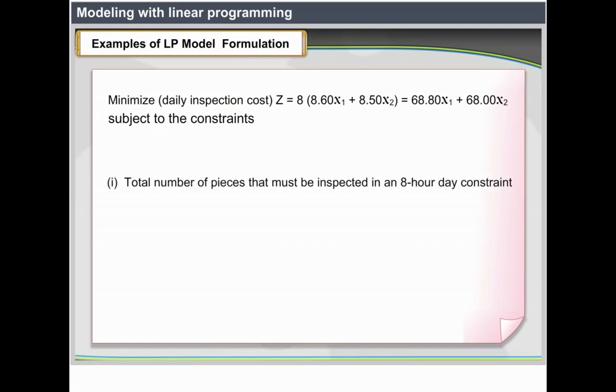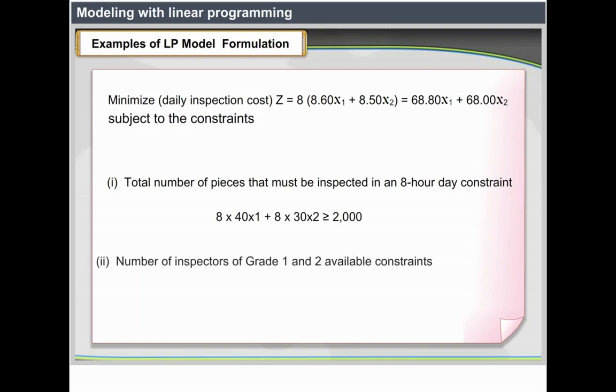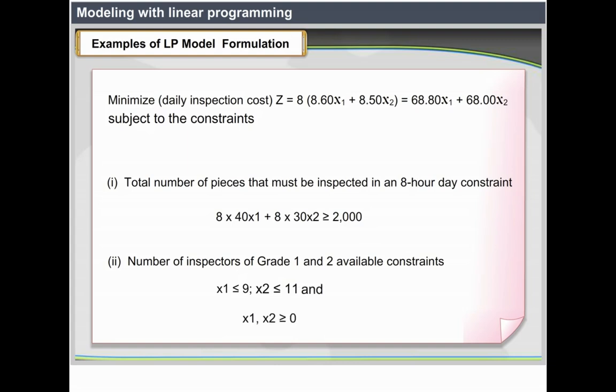Number 1. Total number of pieces that must be inspected in an 8-hour day constraint: 8 into 40x1 plus 8 into 30x2 greater than or equal to 2000. Number 2. Number of inspectors of grade 1 and 2 available constraints: x1 less than or equal to 9, x2 less than or equal to 11, and x1, x2 greater than or equal to 0.